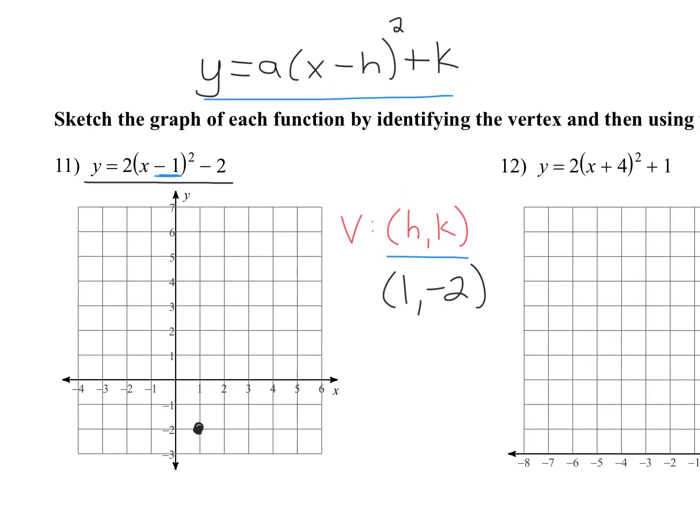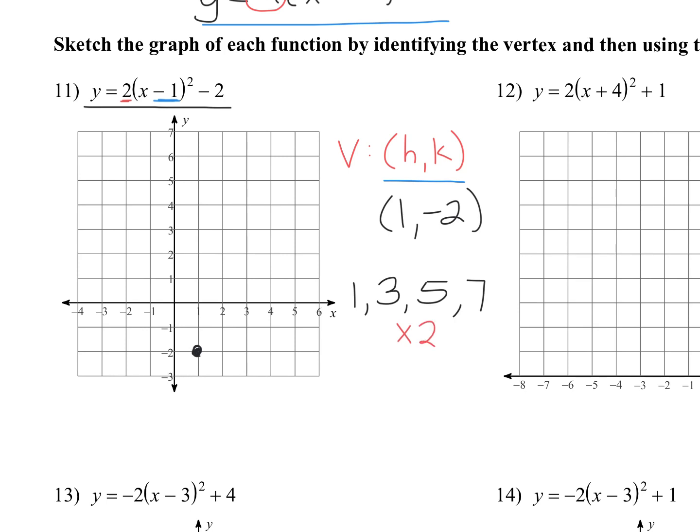What have we been doing? Step pattern. What's our step pattern? 1, 3, 5, 7. What do we have to look out for though? The leading coefficient, which is our A. We still have that leading coefficient, that A. What's our leading coefficient on number 11? 2. So what do we have to do to all those steps? Multiply those by 2. So our new step is 2, 6, 10, and 14.